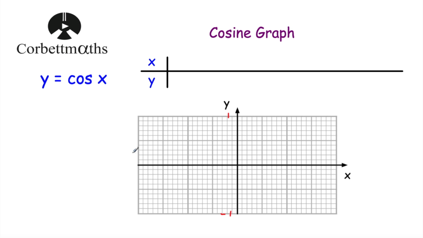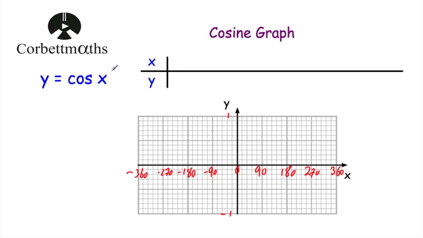Now we're going to label the horizontal axis, the x-axis, and it's going to go from negative 360 degrees to 360 degrees. So negative 360, negative 270, negative 180, negative 90, 0, 90, 180 degrees, 270 degrees, and 360 degrees. So we've labelled our axes.